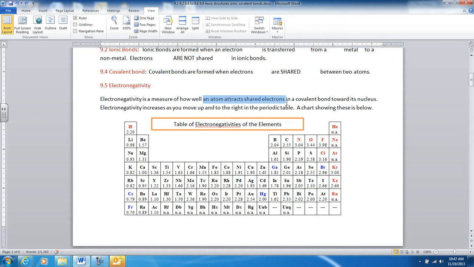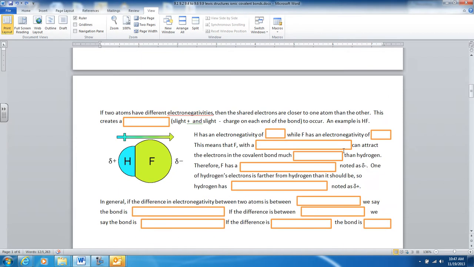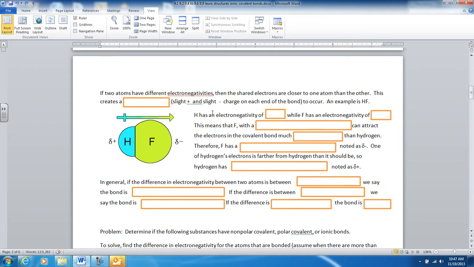Electronegativity is how well an atom attracts shared electrons in a bond toward its own nucleus. So, if the atoms have slightly different electronegativities, we create a bond dipole. Di means 2, pole means a pole. We have 2 poles in a bond, a positive and a negative. The sign for this delta right here is a slight positive. The delta right here is a slight negative.